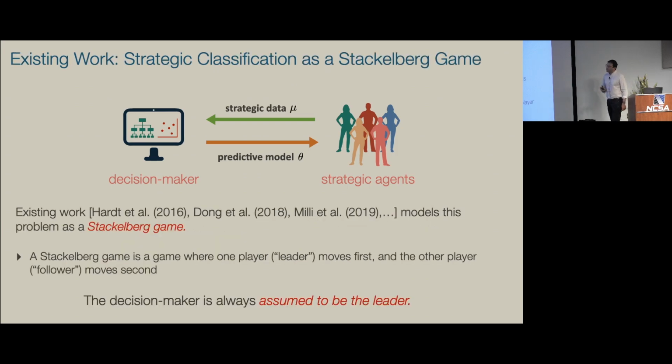There we go. So this problem has garnered a lot of attention in the past few years, starting with Moritz Hardt and some of his collaborators in 2016 until much more recently. But by and large, basically all of the work in this space has modeled this interaction as some kind of Stackelberg game. A Stackelberg game is a game where one player, the leader, moves first, and the other player moves second and must respond to the leader who has committed. Importantly, in all of these past works, they've always modeled the decision maker as being the leader in this interaction.